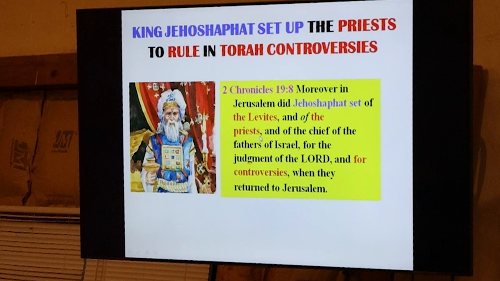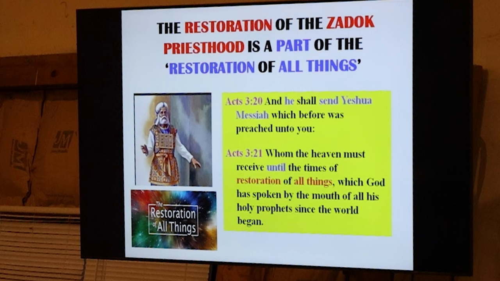for matters of controversy. But what does Deuteronomy 17 verse 8 say? Who's supposed to handle matters of controversy? The priests and Levites. So he did exactly what it said. It didn't say he set up the Sanhedrin. He set up the priests and the Levites. And so they're to be the teachers of the Torah.